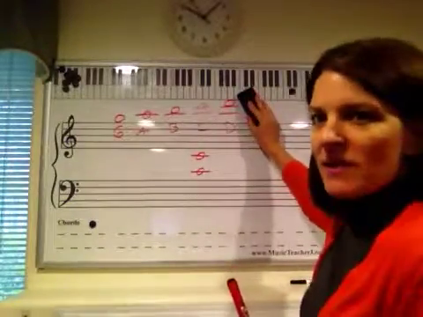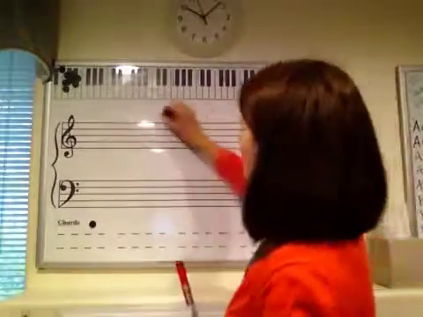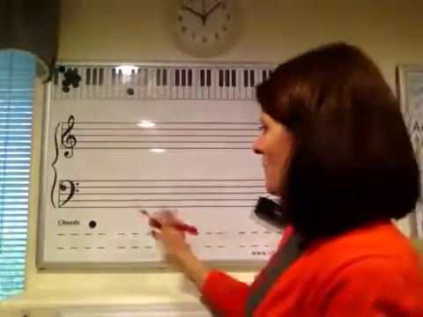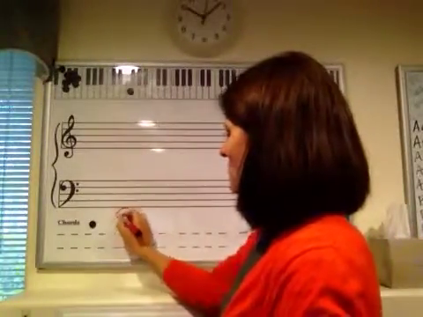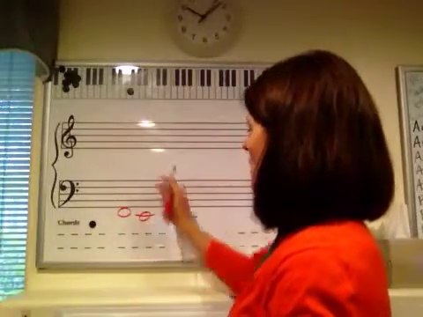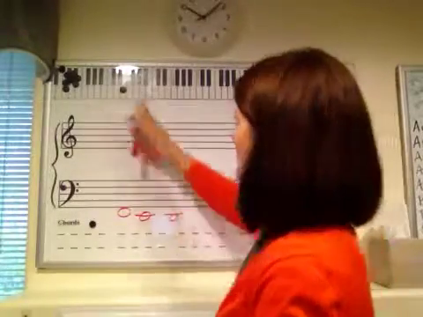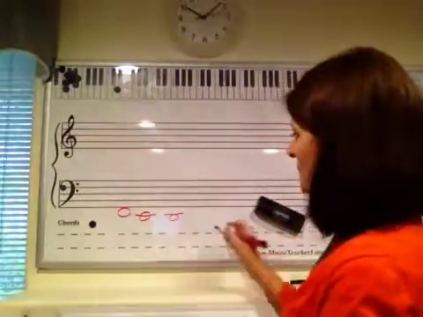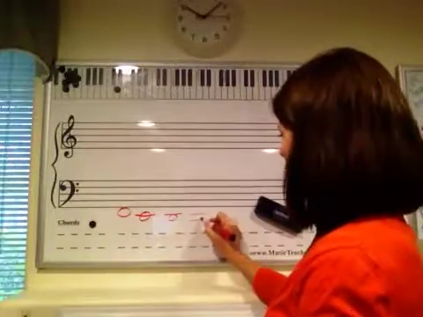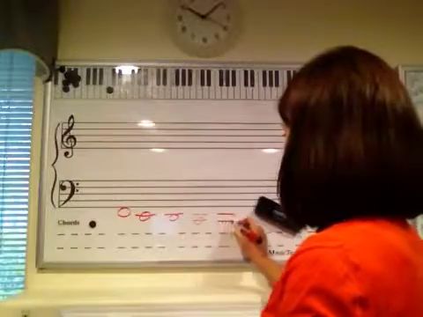Now let's do the same for the bass clef. We'll start on F. It's the first space below. As we step down, we need 1 ledger line for E, a ledger line for D, 2 ledger lines for C, and 2 ledger lines for B.